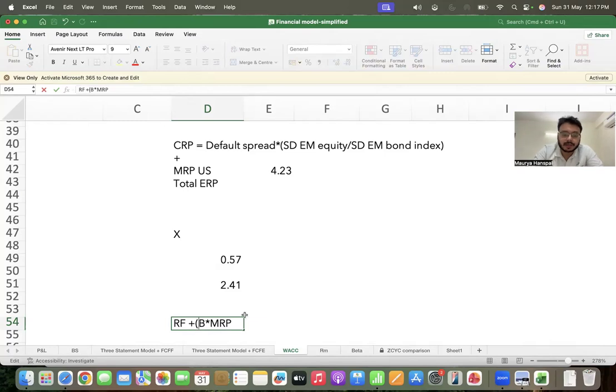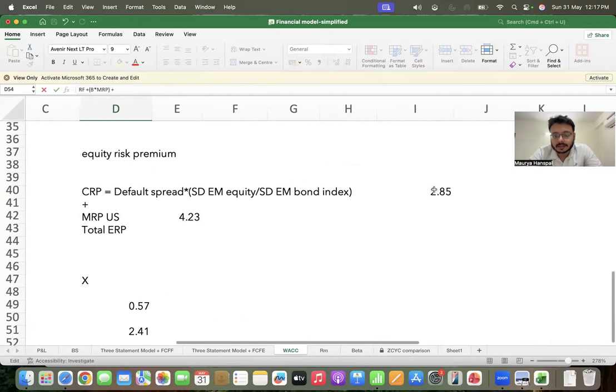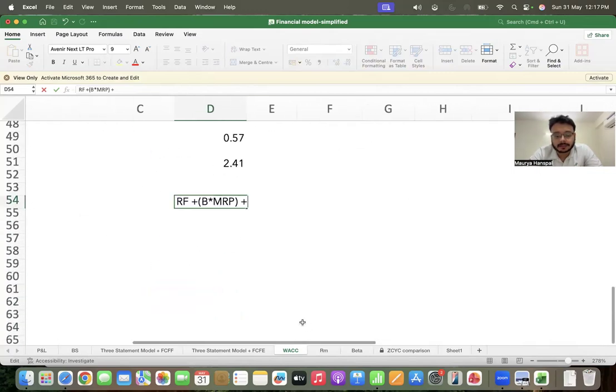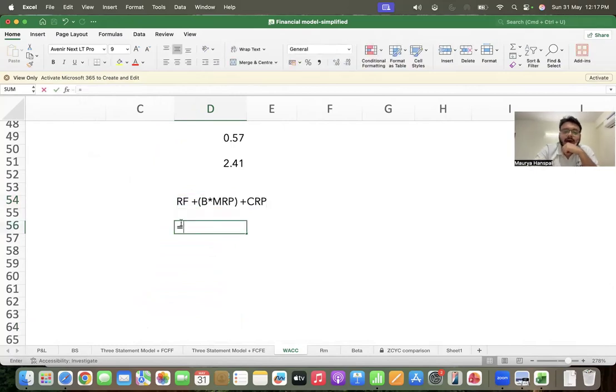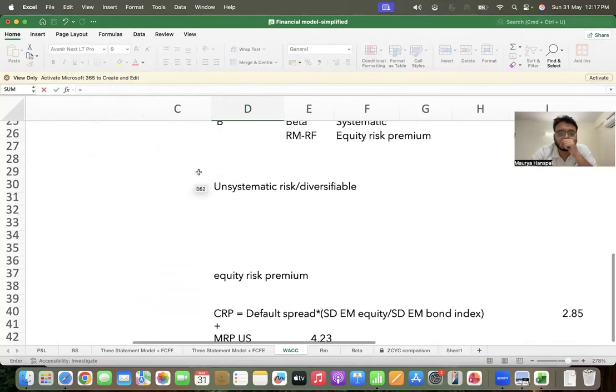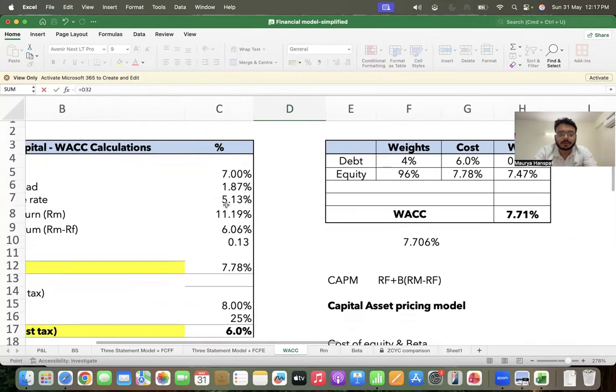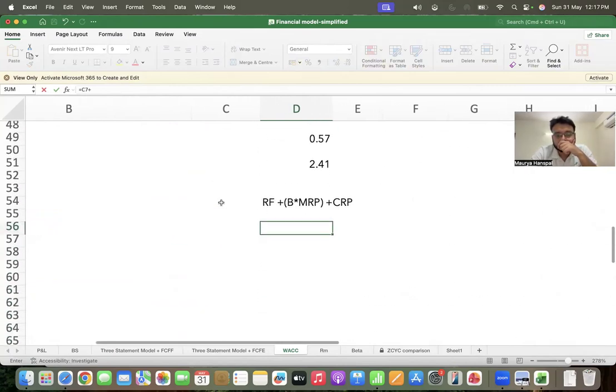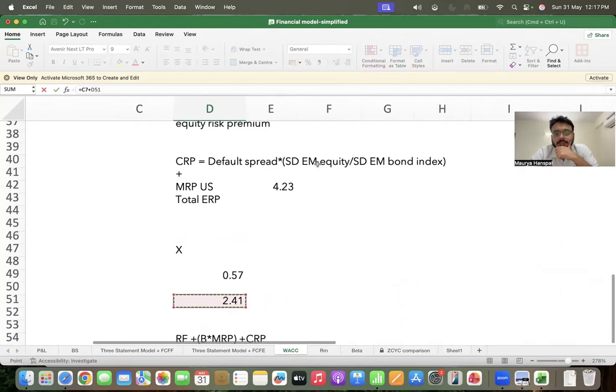So this will be calculated separately, plus the CRP. I cannot add CRP to this bracket because it shall be double counting, because RF already includes the country risk premium. It's already embedded into this number, right? So I have the risk-free rate with me, that is 5.13%. I can add this 2.41, which is 0.57 into 4.23. It gives me 2.41.